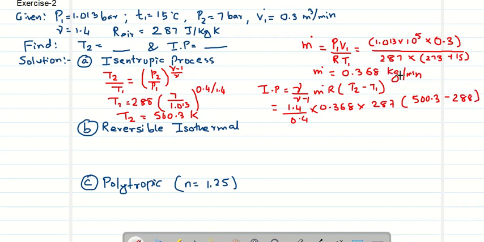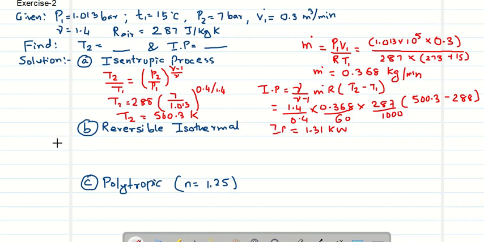Now the mass flow rate is in kilogram per minute, so I am going to divide this by 60 to make it into kilogram per second, and the R value I am going to make it into kilojoule, that's why I will divide by 1000. So if you solve this, you will get the answer as 1.31 kilowatt. This is the indicated power if the process is isentropic.